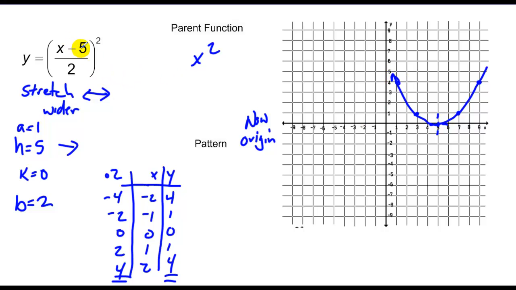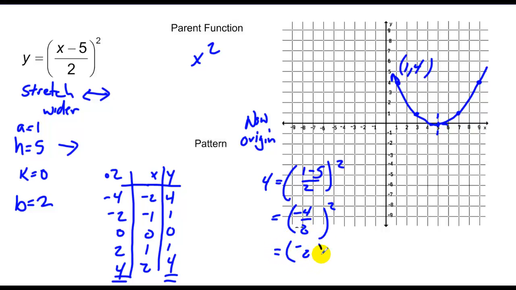I haven't plugged into my original function at all. I'm going to do that now to check. And I'm going to find a point that works here. Here's a point (1, 4). And I'm going to make sure this checks. So 4 should equal (1 minus 5) over 2, quantity squared. That's -4 over 2 squared should equal 4. That's -2 squared, which is 4. So that checks. And again, I didn't plug into the original function.